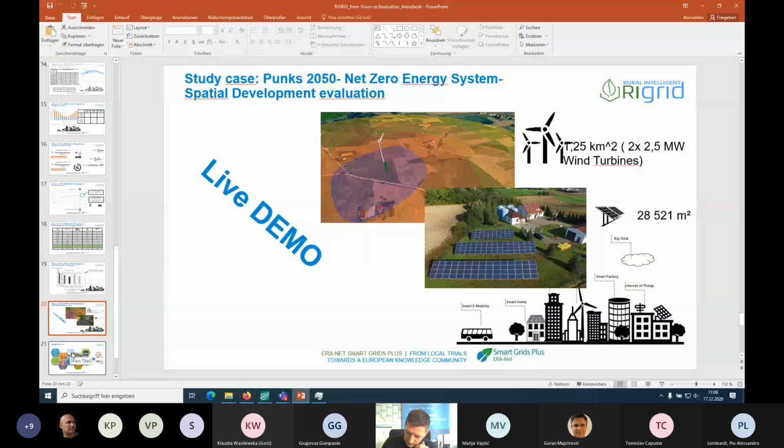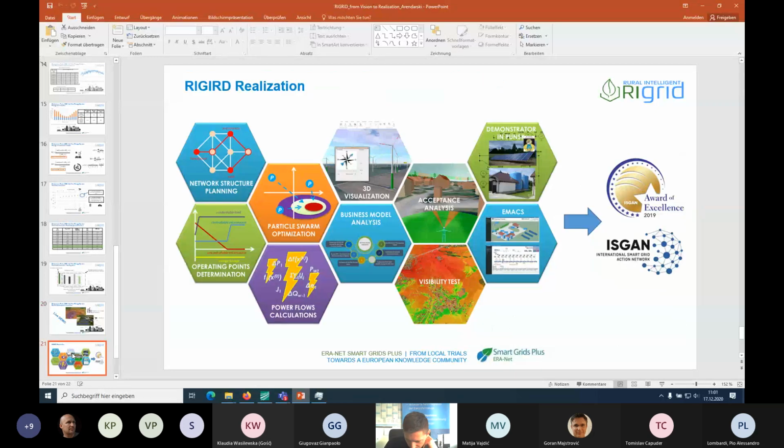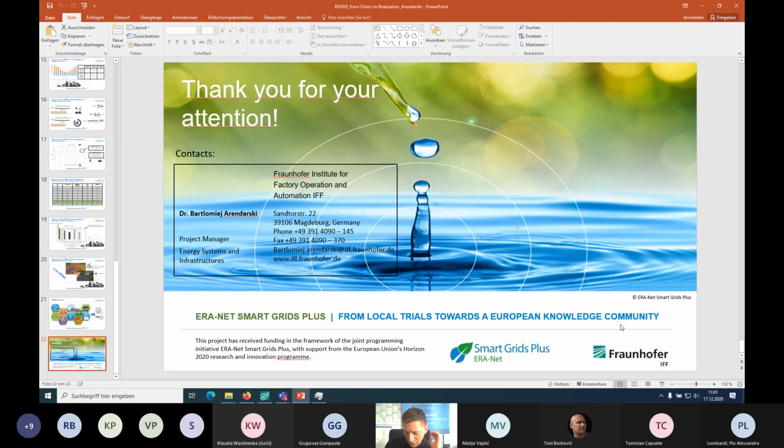So this project became already quite famous. We have received the ISGAN Award of Excellence, the International Smart Grid Action Network award. We received the second place for the innovative project, and also we received the first place for the prize for the transfer of this technology to the other regions. So we are quite proud of this project, and if you are interested in these developments, we are very open for discussion and contact. Thank you from my side.